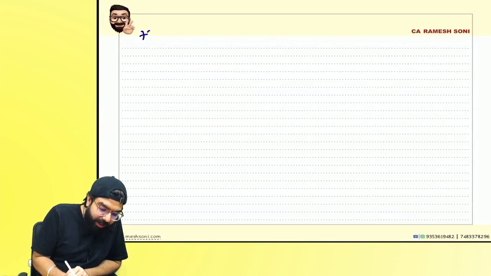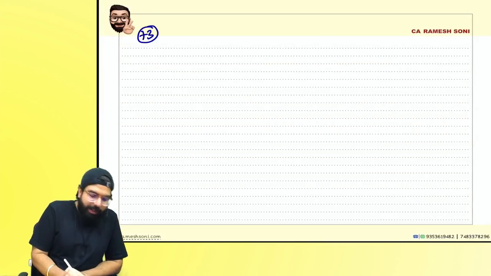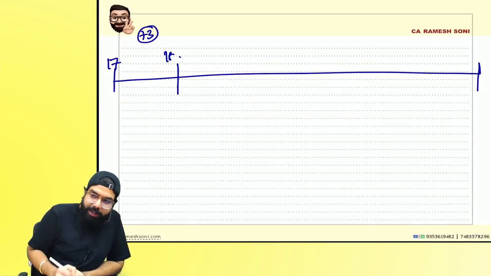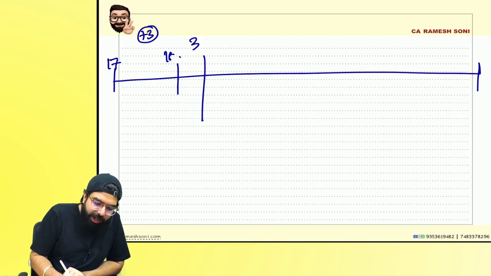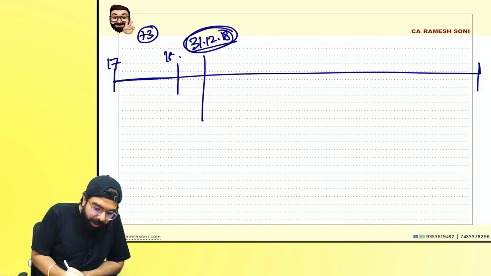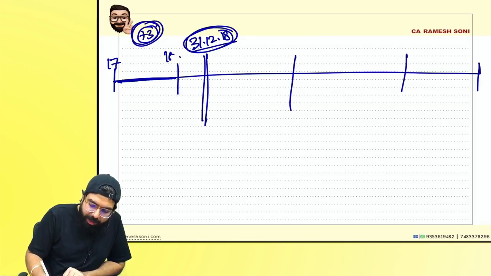Section number 73, always remember one thing: the time limit to raise the demand order. For 2017-18, if I tell you the due date of the annual return is 31st December 2018, the extended due date, then take 31st December 2018 as the date. From that year, in case of section number 73, the time limit for the demand order is 3 years, right, everyone?